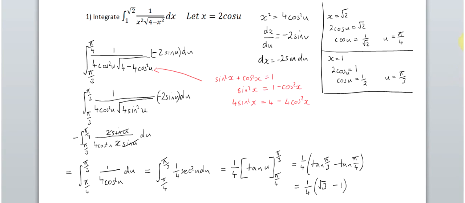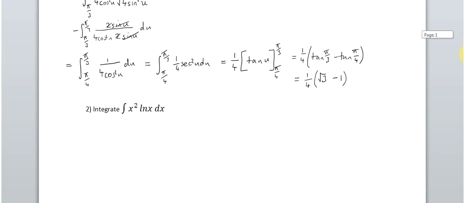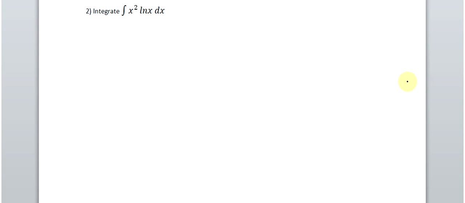Again, if your layout is significantly different from mine, then you should be looking to follow this sort of process. Obviously, if I had more paper, I'd be going down the page here. Okay. Right, well, let's hope this one's a bit easier, eh?